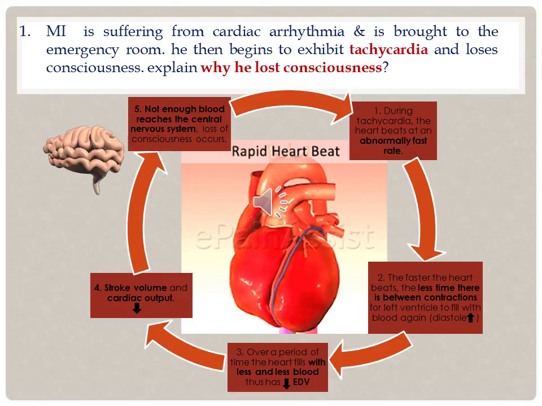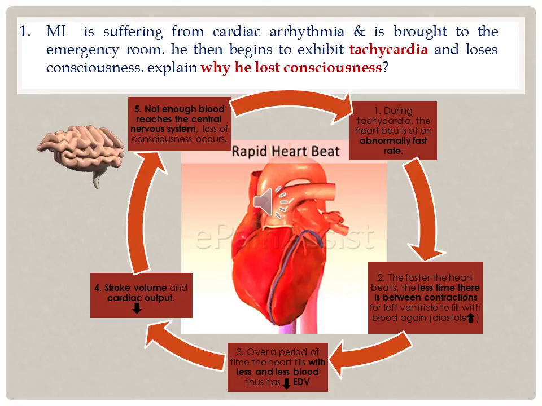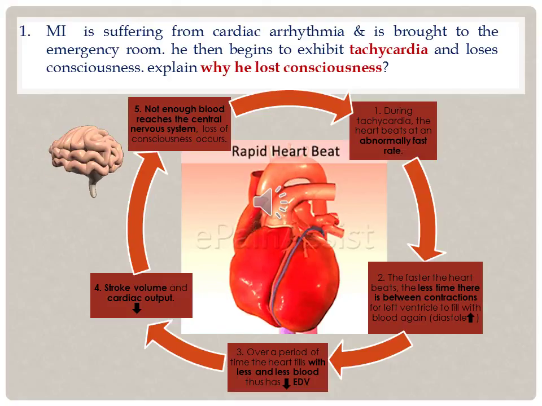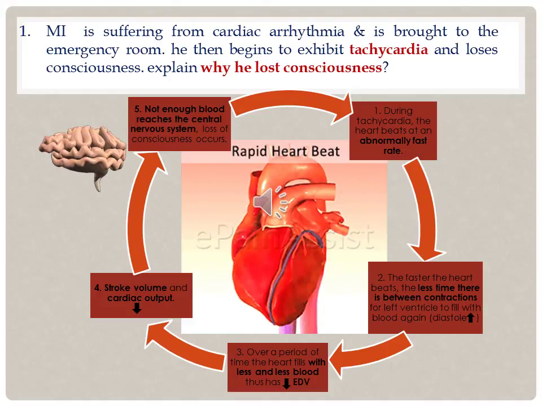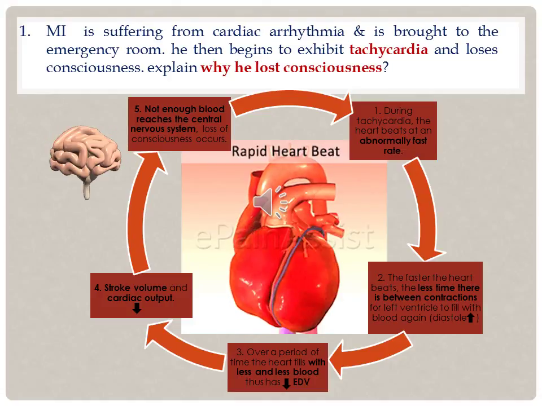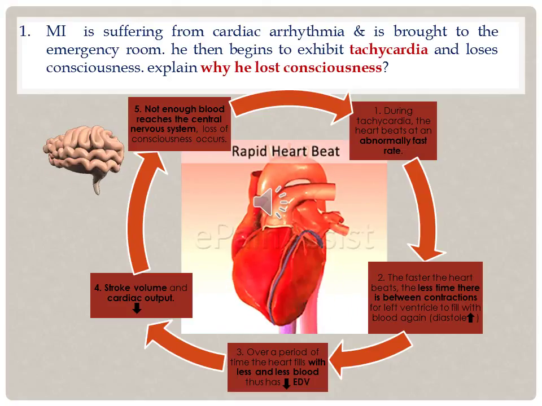During tachycardia, we know that the heart beats at an abnormally fast rate. So the faster the heart beats, the less time there is between contractions for the chamber to fill with blood again. This means that the diastole of the patient is too quick, which doesn't allow enough time for filling. Thus, over a period of time, the heart will fill with less and less blood, which causes a low end diastolic volume, where the amount of blood in the left ventricle during relaxation is low.